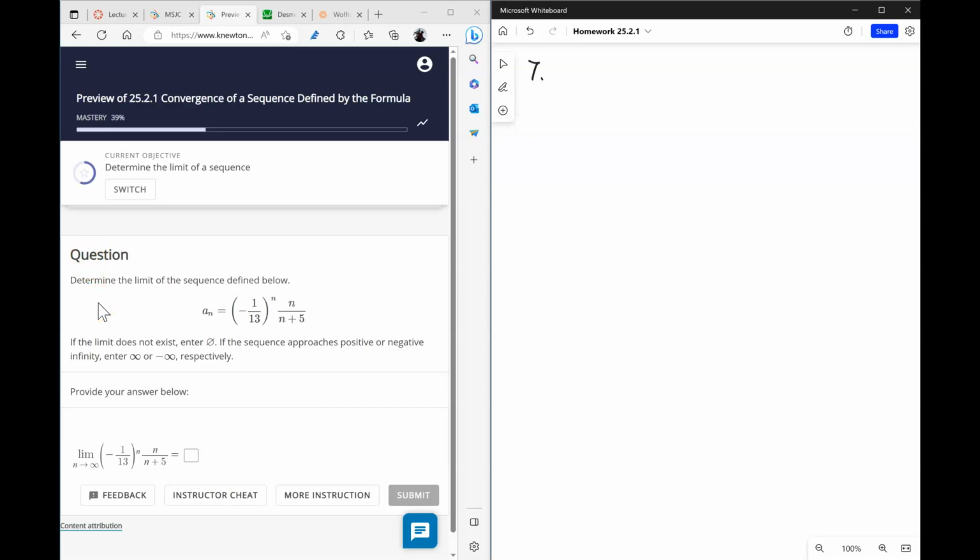We have a sequence. So this is an interesting example.